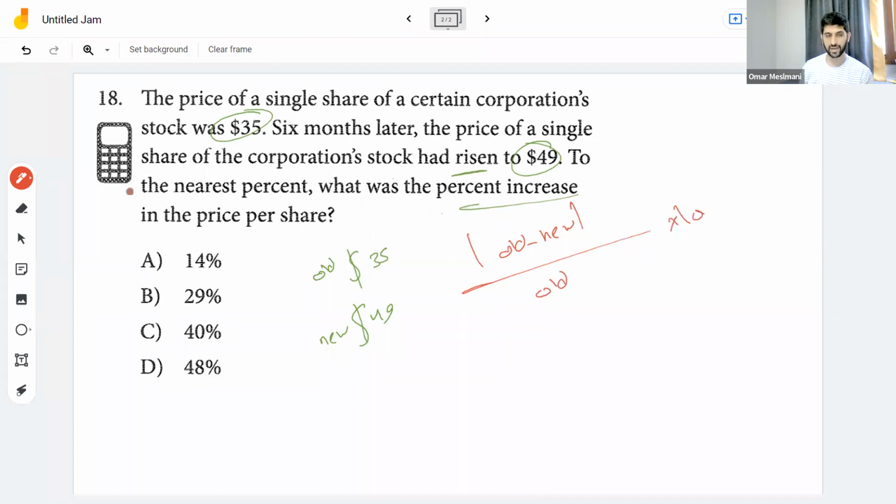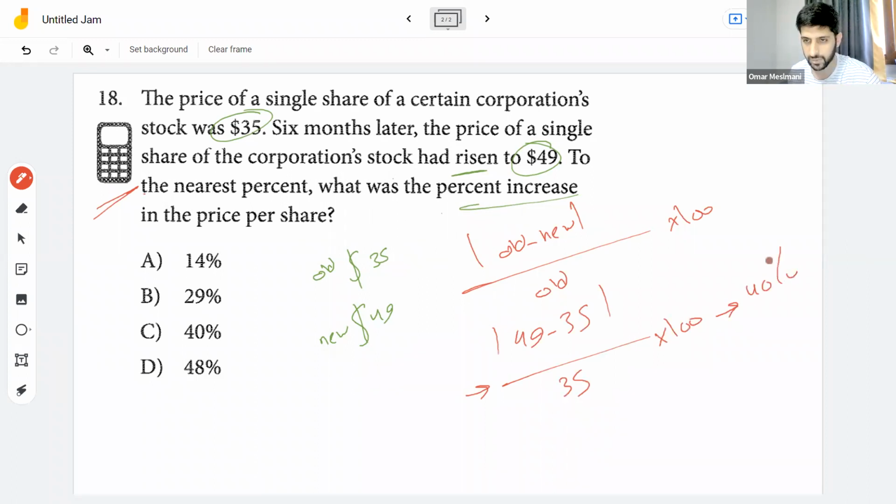Okay. You have a calculator, by the way. Most of the questions are with a calculator, most of them. All right. Let's do Yahya's advice, which is 49 minus 35 in absolute value, over the old amount. Which one is the old? It's 35, times 100. When you did this on the calculator, most of you said 40, is it?